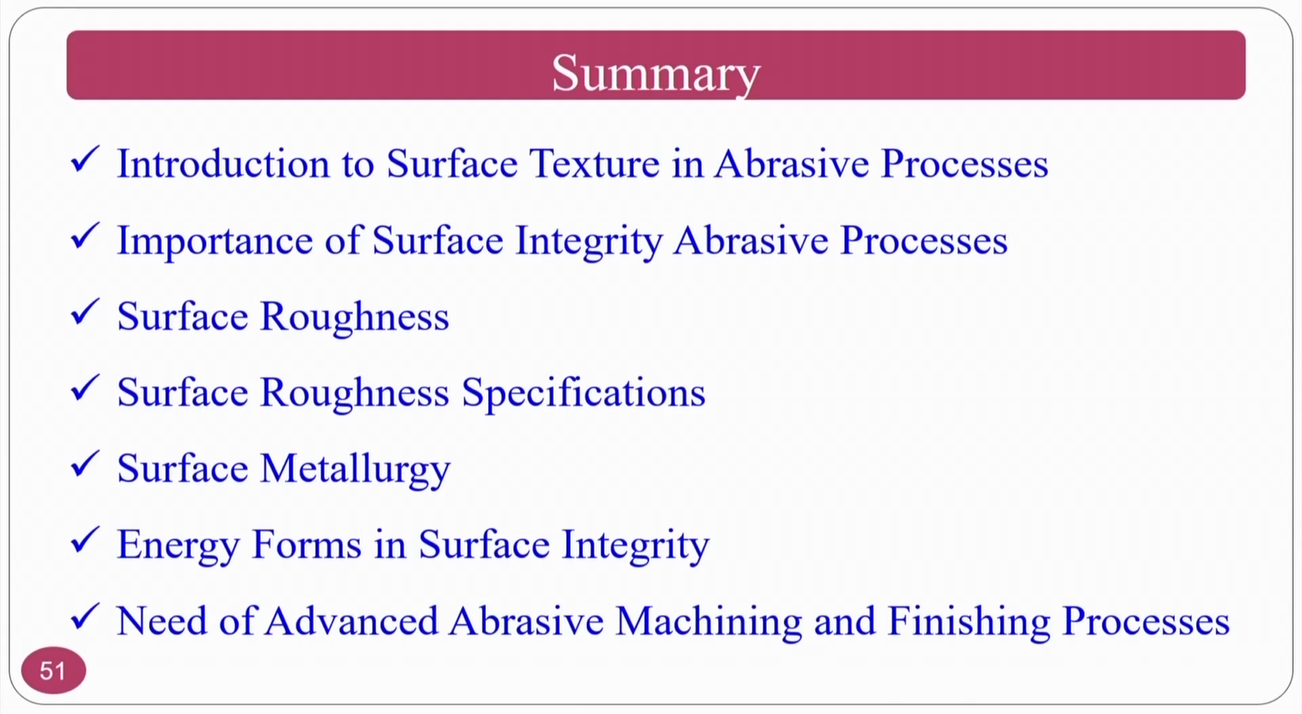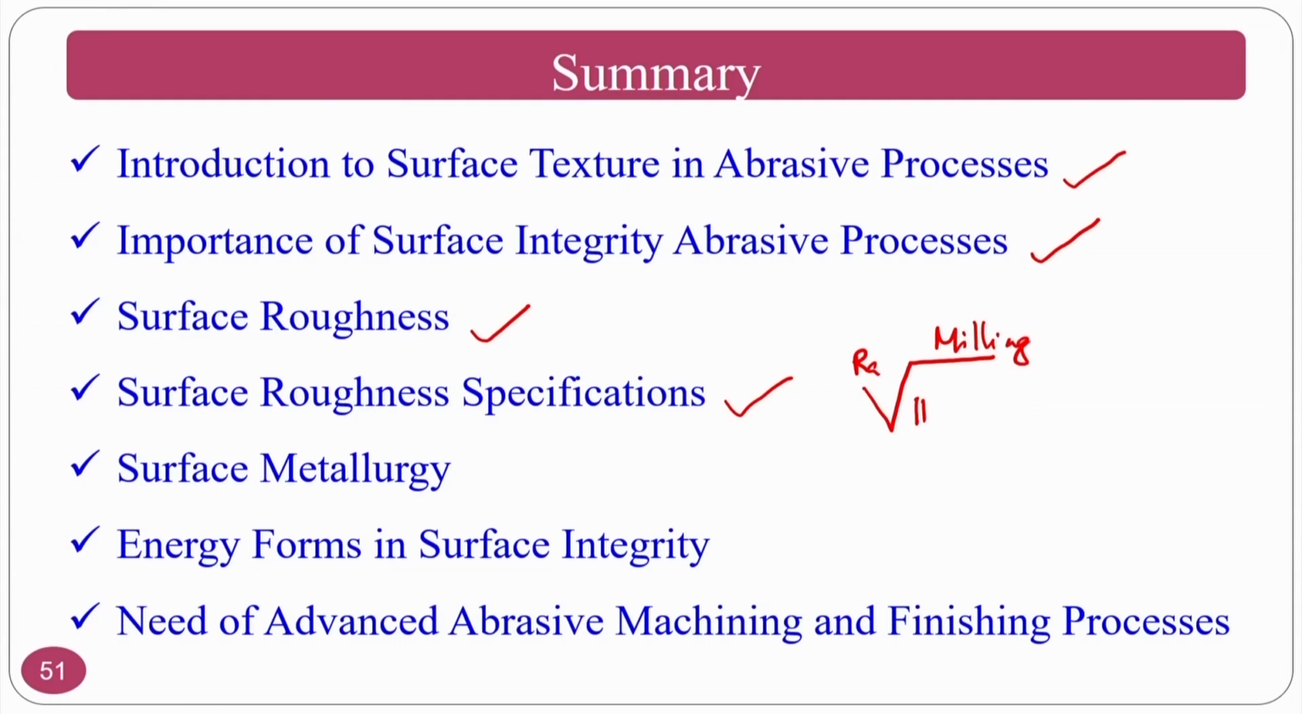Okay. Summary of this particular class: you have seen introduction to surface texture in abrasive processes, importance of surface integrity, which is nothing but surface metallurgy plus surface roughness, that is nothing but surface morphology. Then you have seen a particular component of surface integrity, that is called surface roughness. How do you represent the surface roughness? Like this, you can represent the values, you can represent the minimum Ra, maximum Ra, and what is the process that you want to do, and other things you have seen.